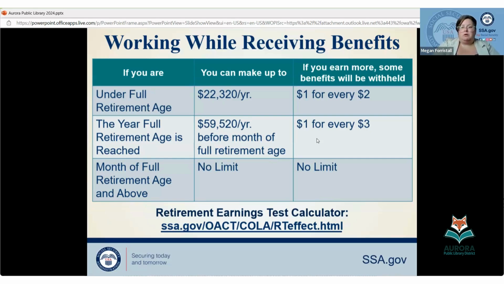this year the gross yearly limit, and so this is gross wages or net earnings from self-employment. That's all we're looking at here. We're not looking at Social Security. We're not looking at other retirement funds, 401k payouts, anything like that. Just gross wages or net earnings from self-employment. This year, if you're under the year you turn your full retirement age, you can make $22,320. After that, we hold $1 for every two that you go over the limit.